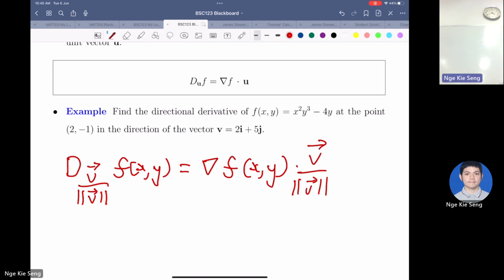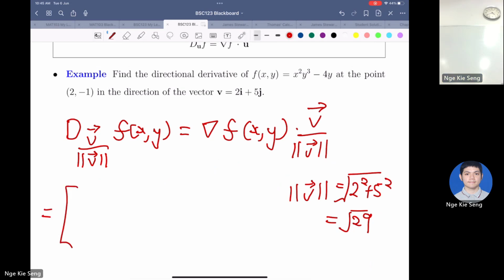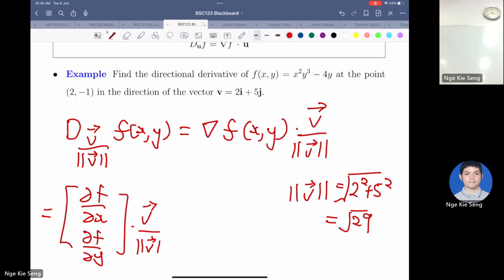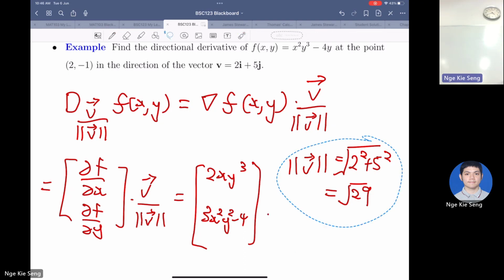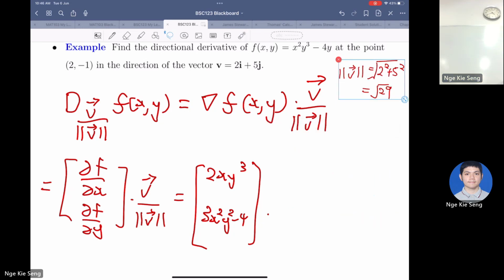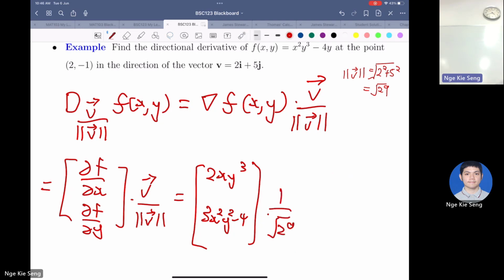So what's the length of this vector? It's the square root of 2 squared plus 5 squared, which is square root 29. So what's the gradient here? In other words, what is del f del x and del f del y? Del f del x is 2xy cubed, and del f del y is 3x squared y squared minus 4, dot product with 1 over square root 29 of the direction vector (2, 5). So you need to compute all these things.